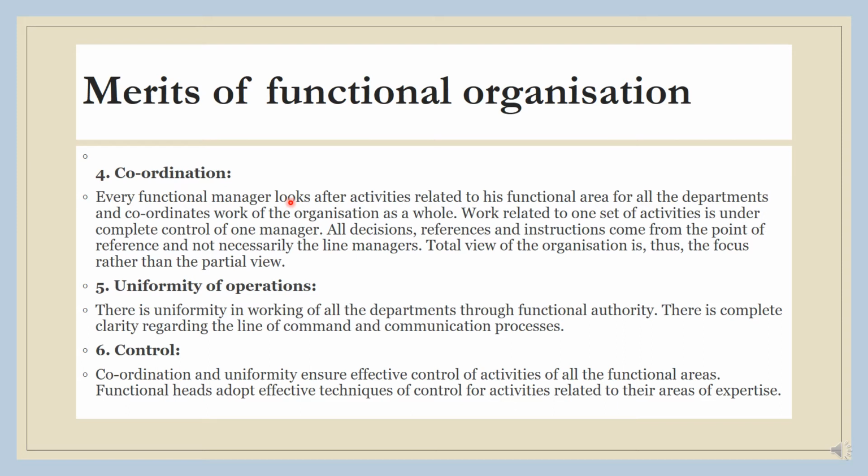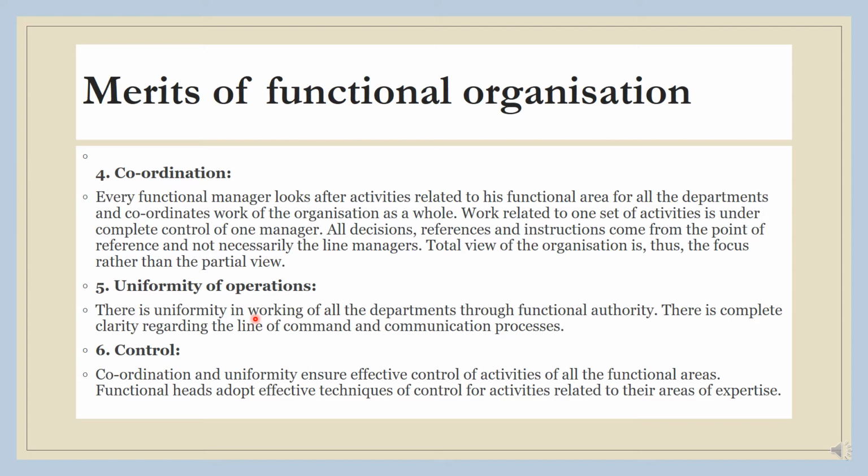Then, coordination. Now, every functional manager looks after activities related to his functional area for all the departments and coordinates work of the organization as a whole. Work related to one set of activities is under complete control of one manager. All decisions, references, instructions come from the point of reference and not necessarily the line managers. Total view of the organization is thus the focus rather than the partial view, and hence every activity looks so coordinated. And then there is uniformity of operations.